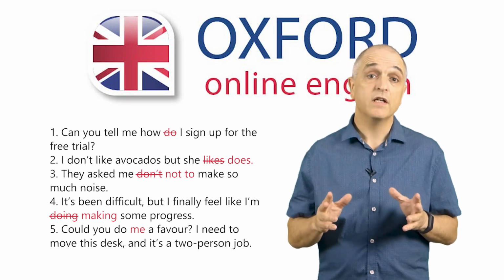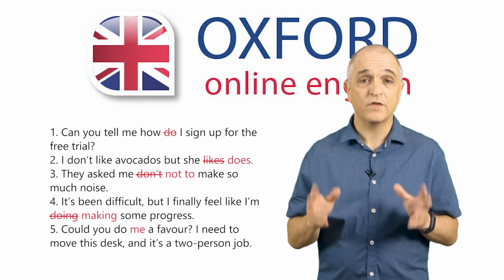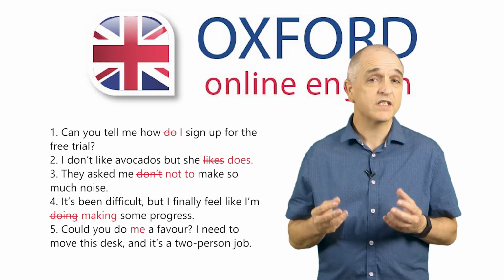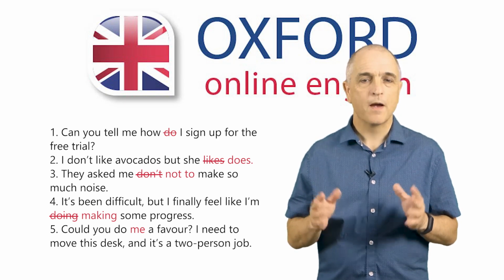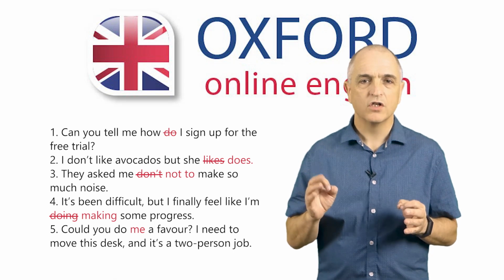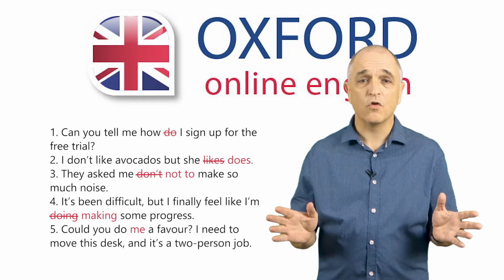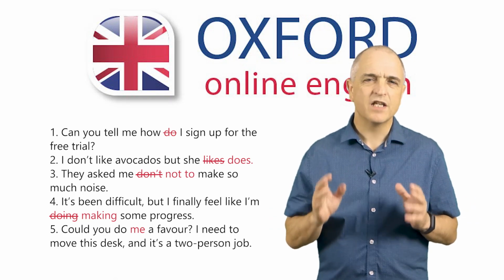In number 3, you have a verb ask, which needs to be followed by an infinitive with to. Here, the infinitive is negative. You make negative infinitives by adding not. You don't use don't, doesn't, or any other form of do.